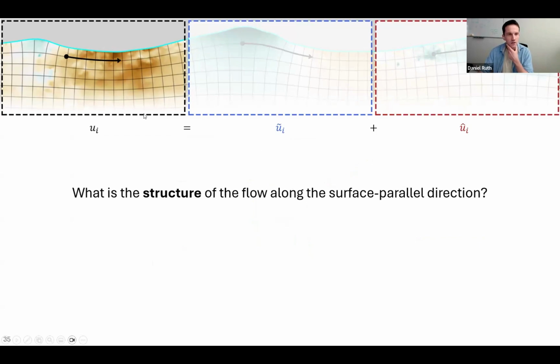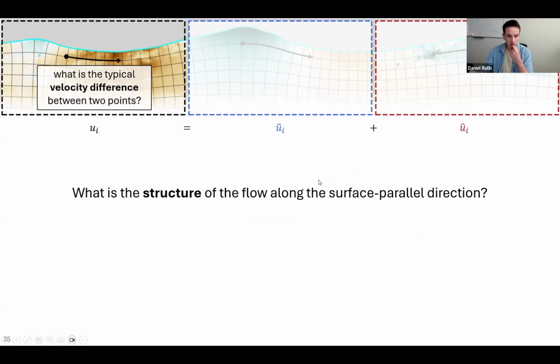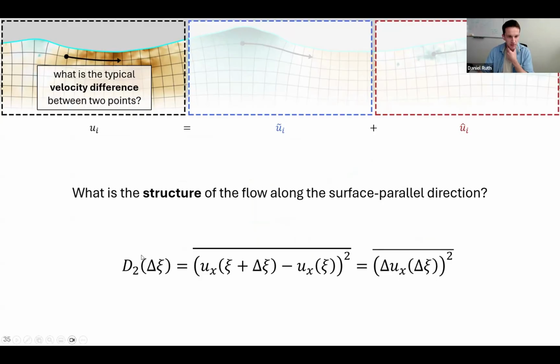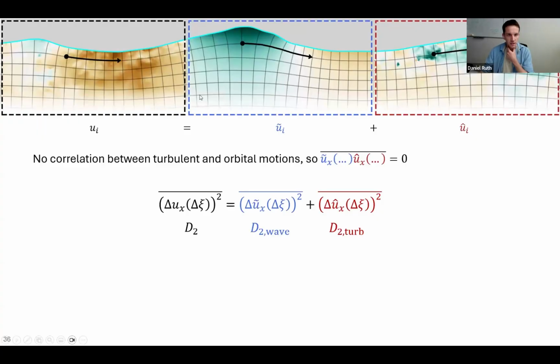And we can also look at now the structure of the flow by considering the typical velocity difference between 2 points along this line. And this is going to be parameterized by the second order structure function, d2. So it's telling us for some spatial separation, what the typical difference in velocity squared between 2 points at that separation is going to be. And again, with the decomposition, we can consider the contribution from the orbital flow and the turbulent flow separately.